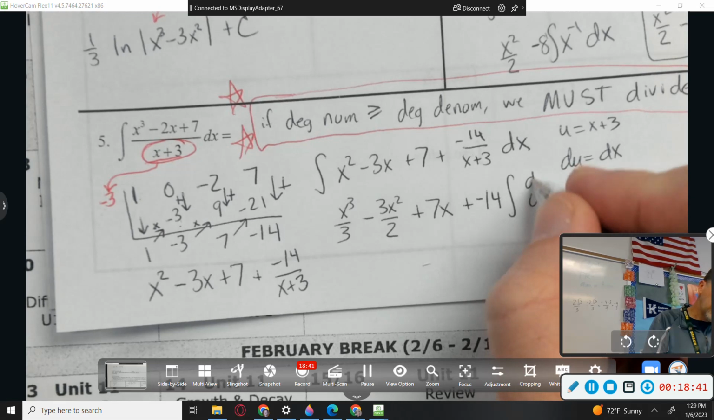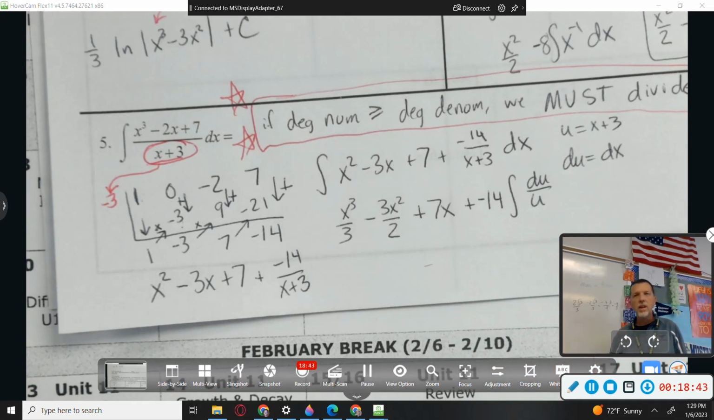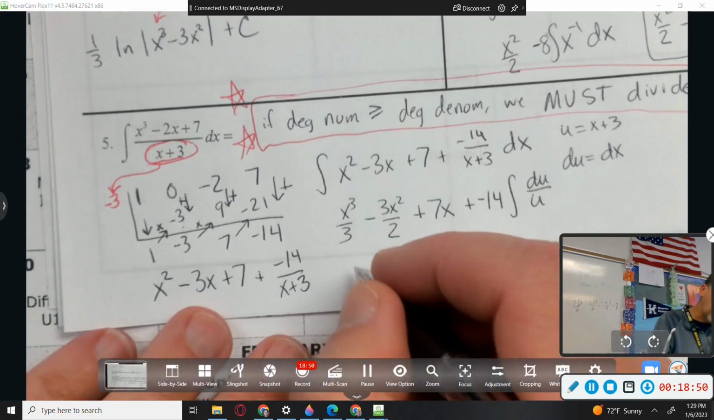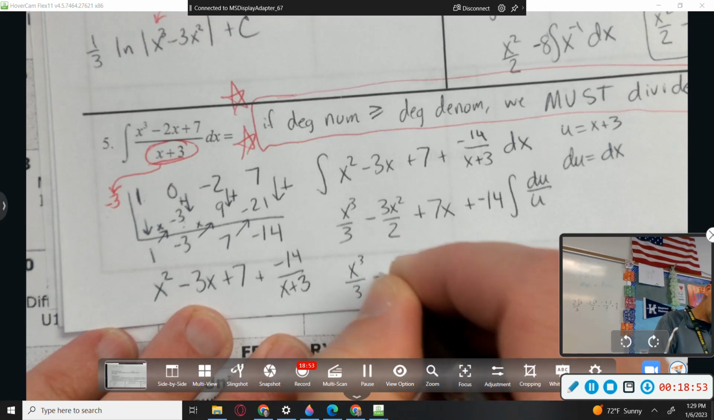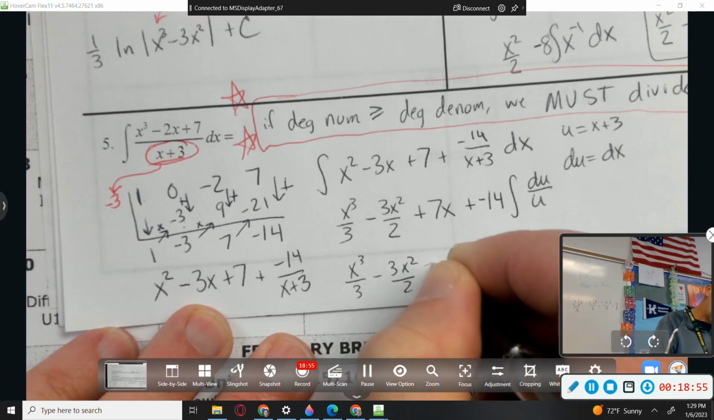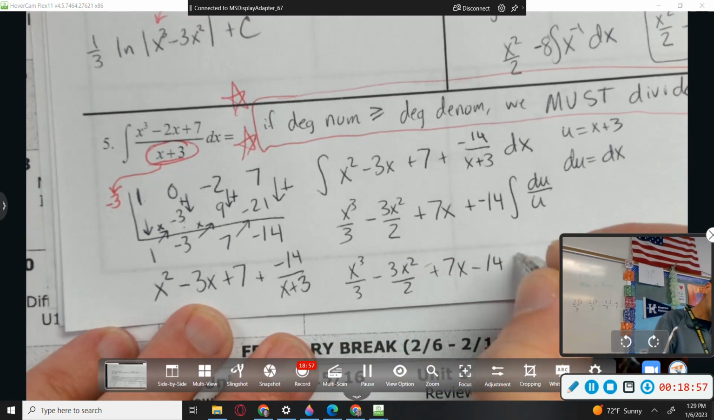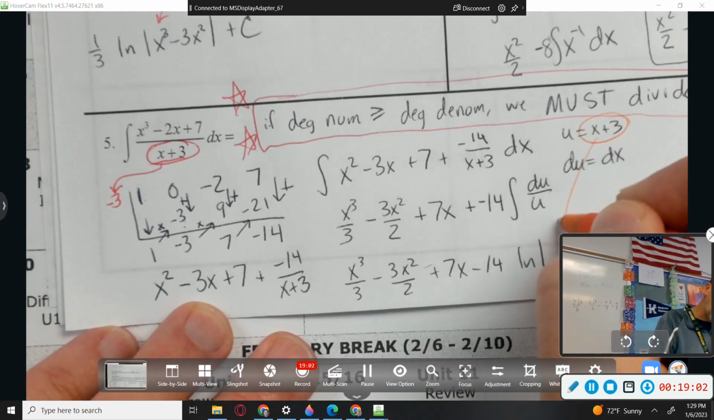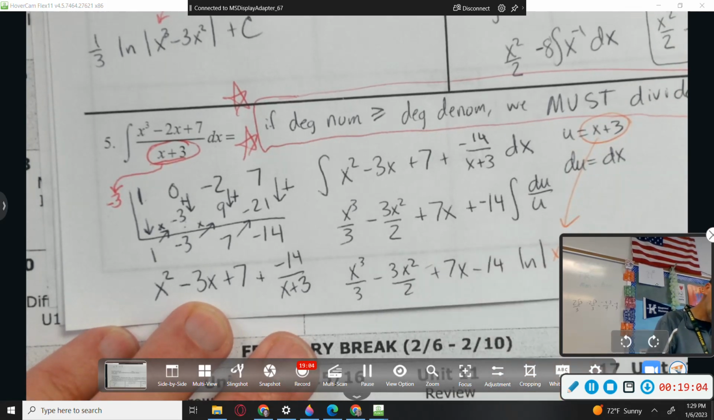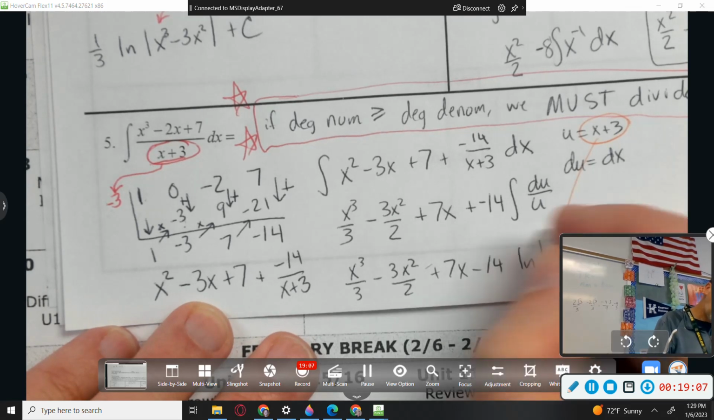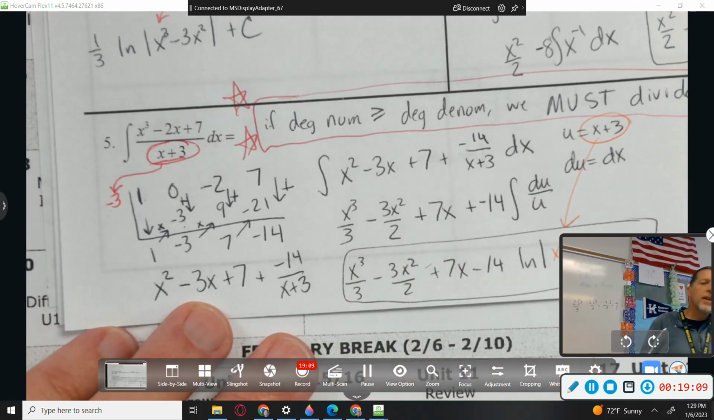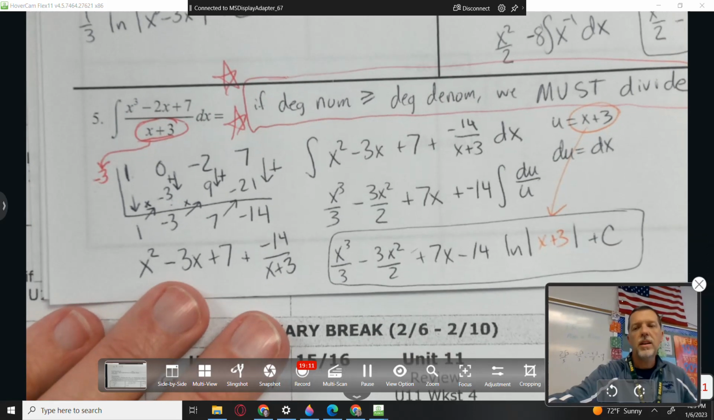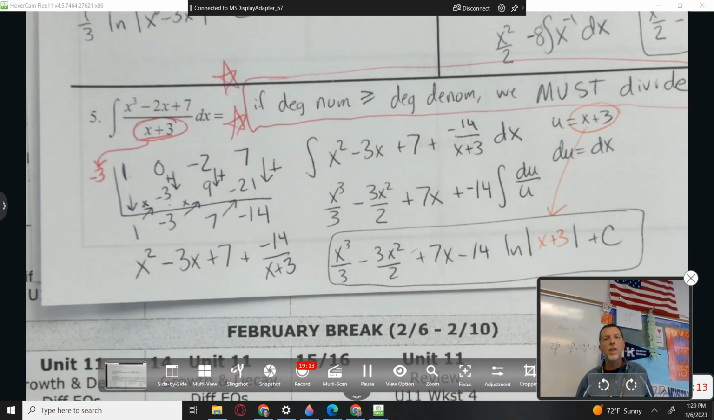U is in the bottom, du is in the top. And the antiderivative of du over u? The natural log, absolute value. Natural log, absolute value of u, but I know what u is, x plus 3, plus c. Yuck, yuck, yuck. Not quite.